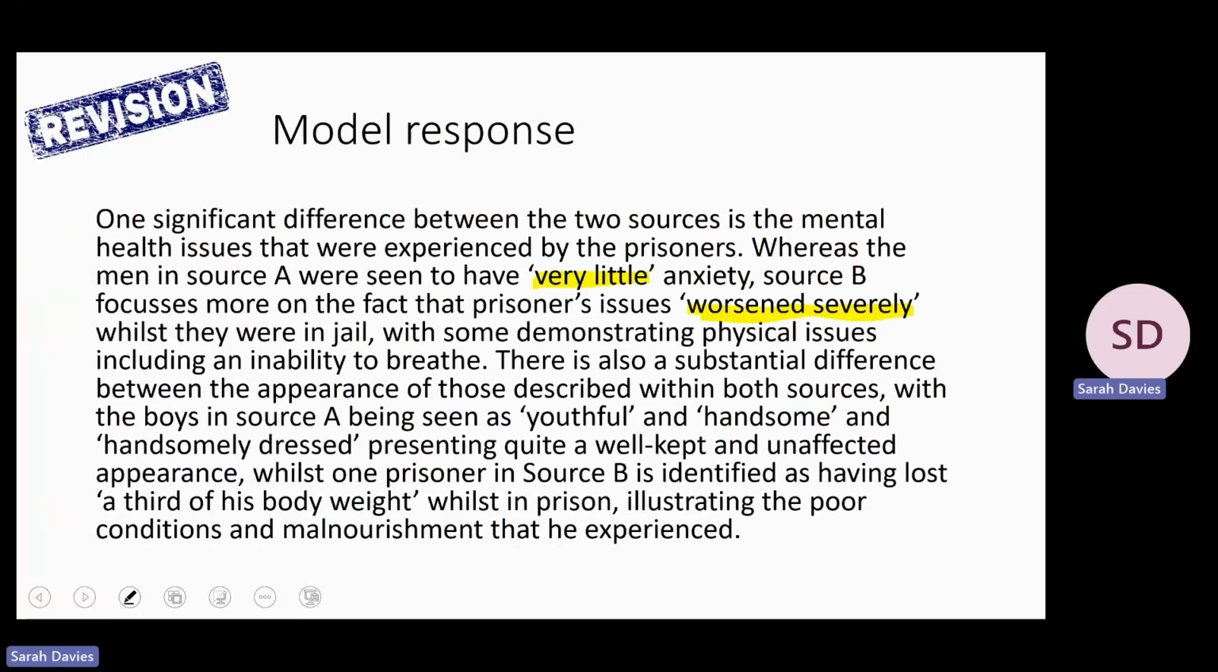There is also a substantial difference between the appearance of those described within both sources. The boys in source A being seen as youthful and handsomely dressed, presenting quite a well-kept and unaffected appearance, whilst one prisoner in source B is identified as having lost a third of his body weight whilst in prison, illustrating the poor conditions and the malnourishment that he has experienced. Now, look at the way that we are approaching those inference points as well. We're not repeating ourselves. We're going off our annotations, off our key ideas in order to do so.